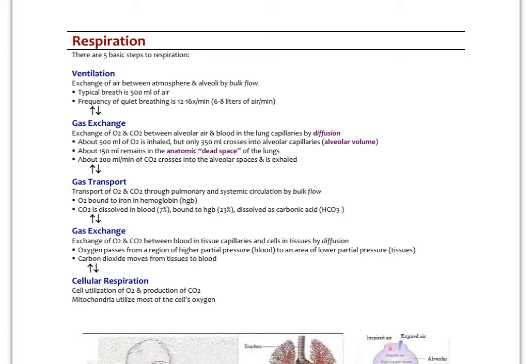And then the carbon dioxide moves the other way. At the cell level, the mitochondria use the oxygen and produce carbon dioxide as a byproduct of aerobic metabolism, and then the CO2 goes in the other direction. So that's the whole process of respiration. Again, the first part here, ventilation and gas exchange, is part of pulmonary respiration, and cellular respiration is the last part, at the cell level.